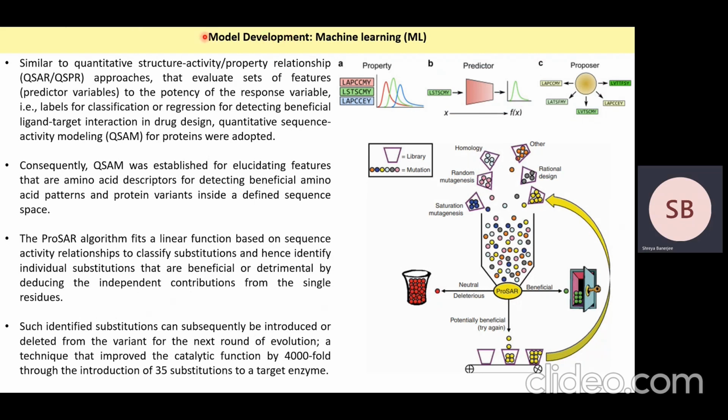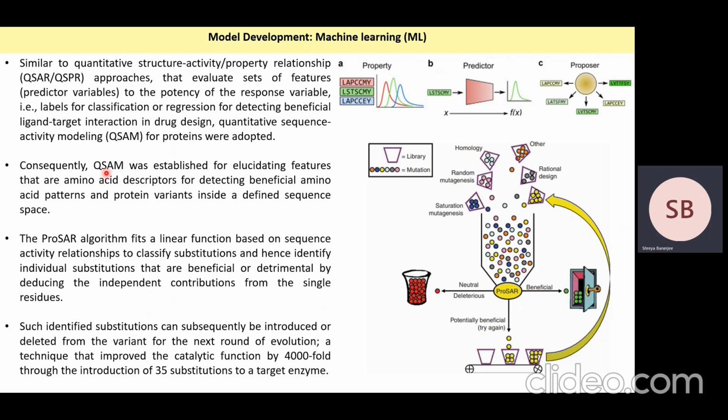So how is the model developed in machine learning? Similar to quantitative structure activity or property relationship approaches that evaluate sets of features to the potency of the response variable, that is, labels for classification or regression for detecting beneficial ligand-target interaction in drug design, quantitative sequence activity models for proteins were adopted. So what this means is that initially structure activity or structure property approaches were taken, but now the sequence activity approach is gaining much more advantage.